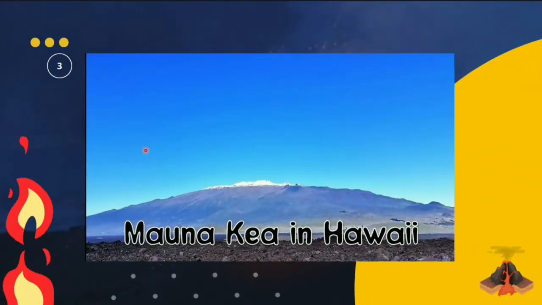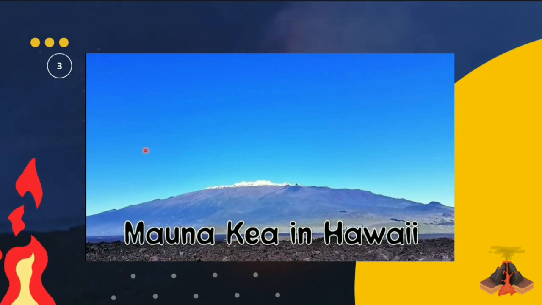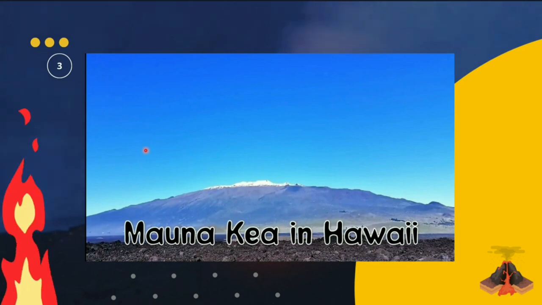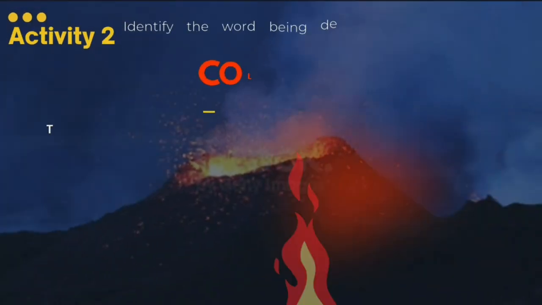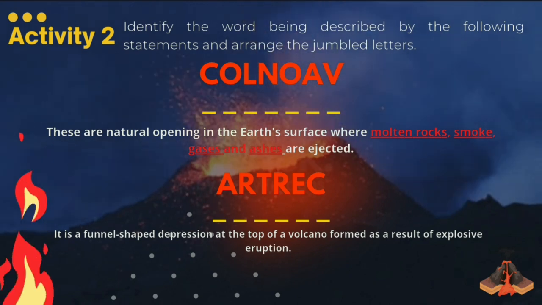Number 3, this is the Mauna Kea in Hawaii. What type of volcano is this? Activity 2, identify the word being described by the following statements and arrange the jumbled letters.